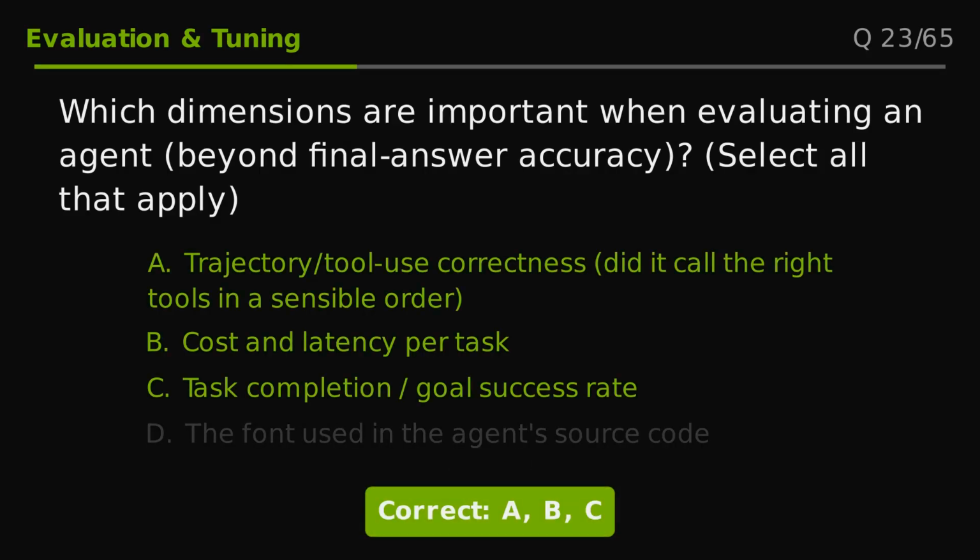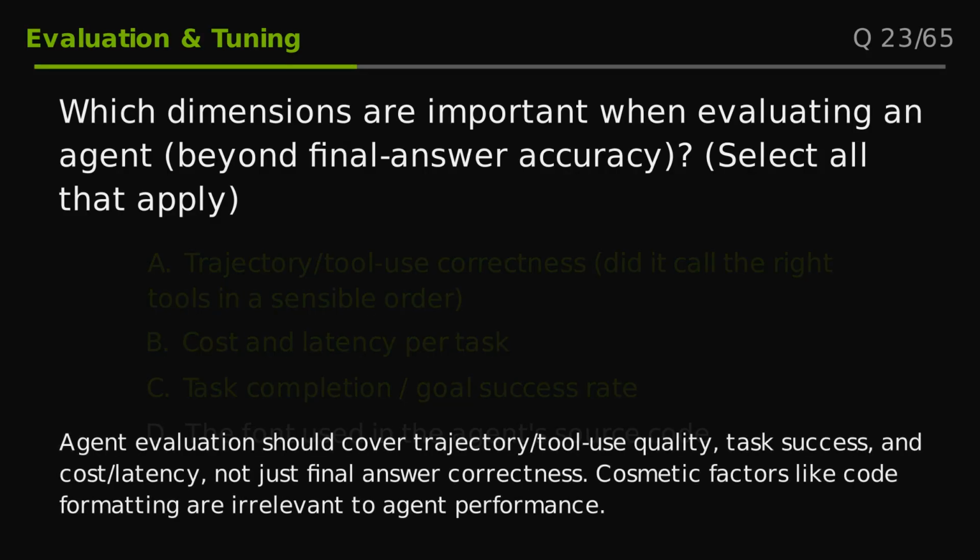The correct answers are A, B, and C. Agent evaluation should cover trajectory and tool use quality, task success, and cost and latency, not just final answer correctness. Cosmetic factors like code formatting are irrelevant to agent performance.